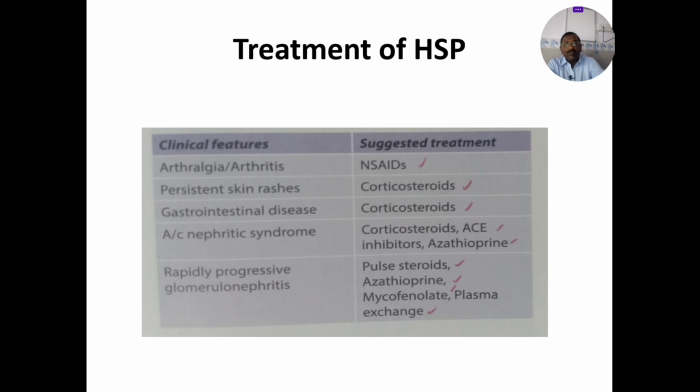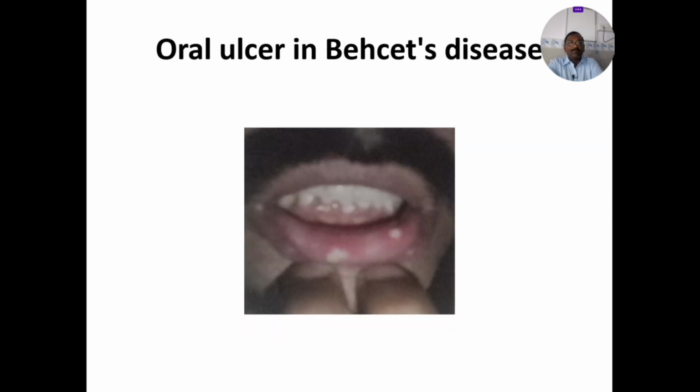First you give it when there is a rapidly progressive glomerulonephritis. Okay, so give methylprednisolone maybe 1 gram for 3 to 5 days. And then the large doses of your steroids. And then you add immunosuppressive drugs like azathioprine maybe 50 milligrams, mycophenolate mofetil maybe 2 to 3 grams a day, and plasma exchange also useful in some cases.